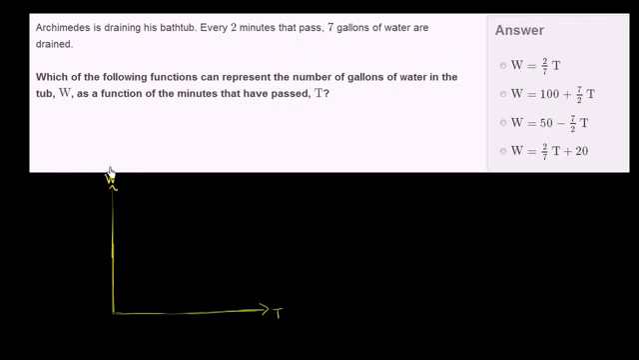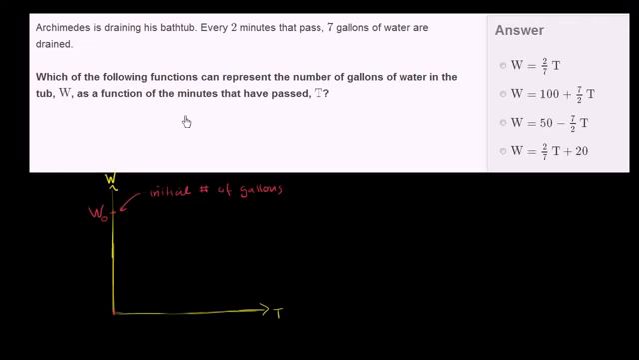So we're going to start with some initial volume of water in the tub. They actually don't tell us what that initial volume of water is, but let's just call that capital W sub 0. So this is just the initial volume of water. We're doing everything in gallons, so let's say the initial number of gallons, or the number of gallons at time equals 0. This is T equals 0 right over here.